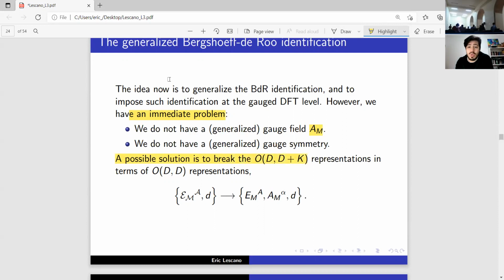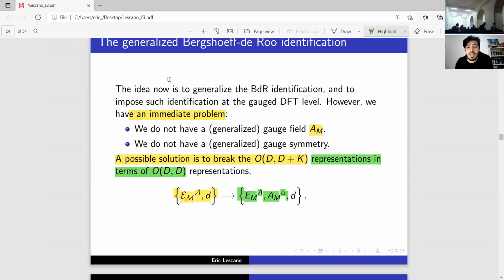This is the duality group for the gauge double field theory. We are using this K instead of N, but it's exactly the same. We are starting from a gauge double field theory. These are representations of this group, the O(D+K) group, but we are trying to write all our theory in terms of representations of the standard O(D).